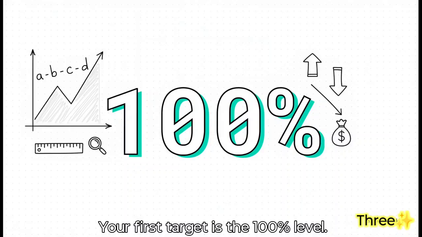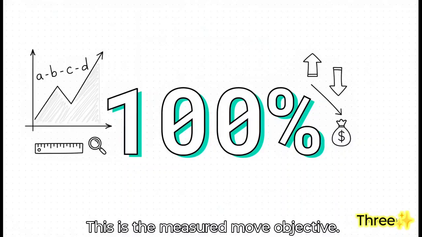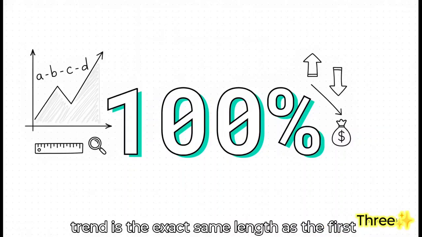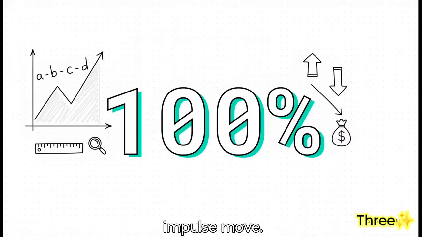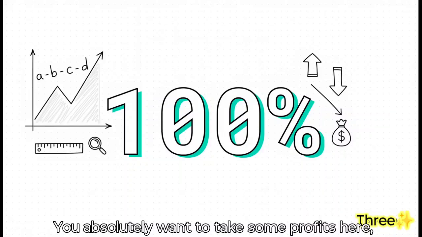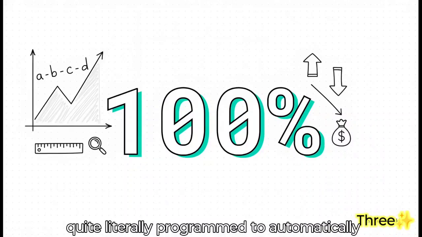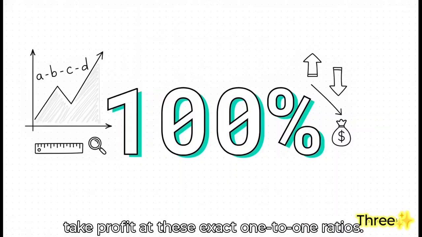Your first target is the 100% level. This is the measured move objective. It basically means this brand new leg of the trend is the exact same length as the first impulse move. You absolutely want to take some profits here, mainly because institutional algorithms are quite literally programmed to automatically take profit at these exact 1-to-1 ratios.